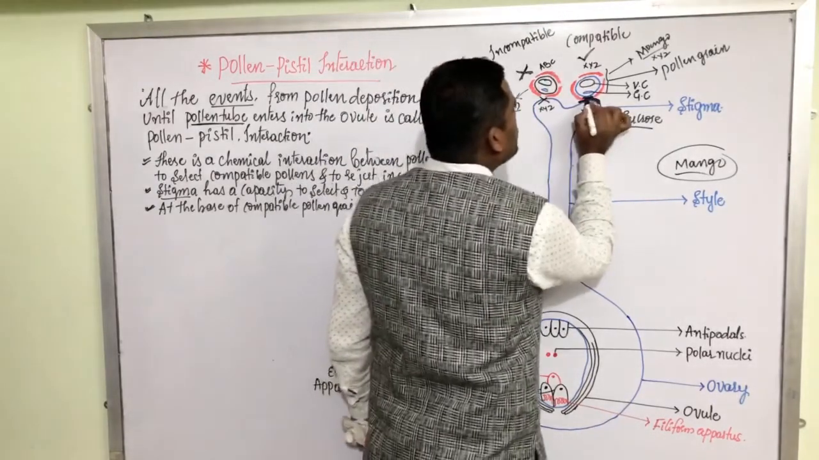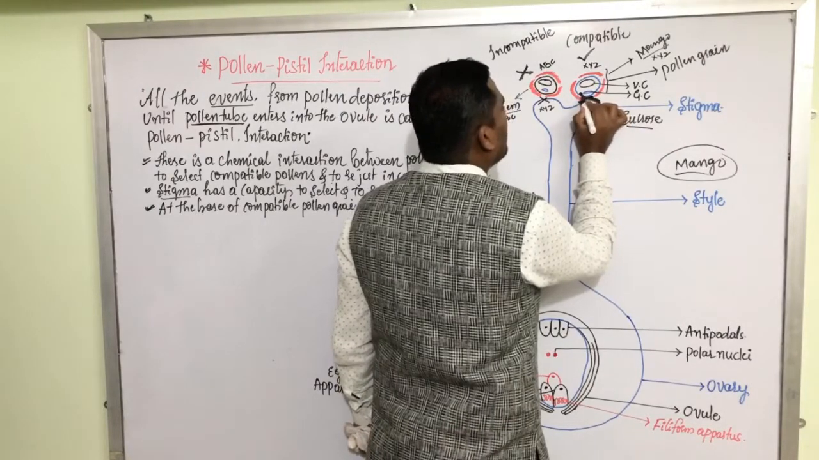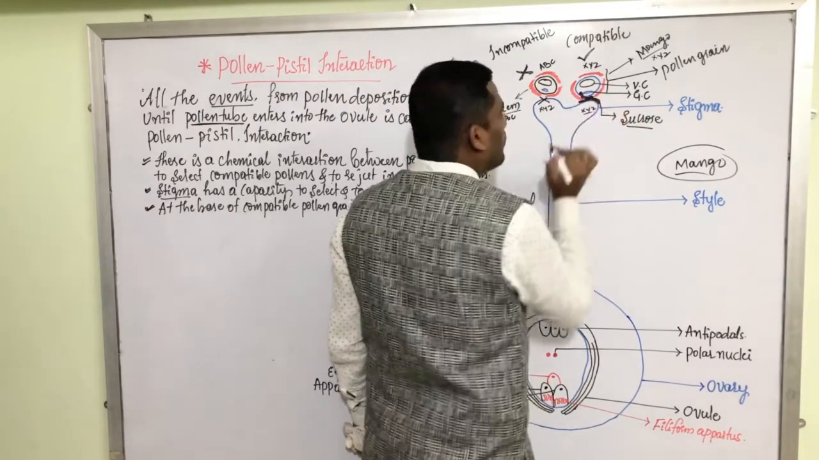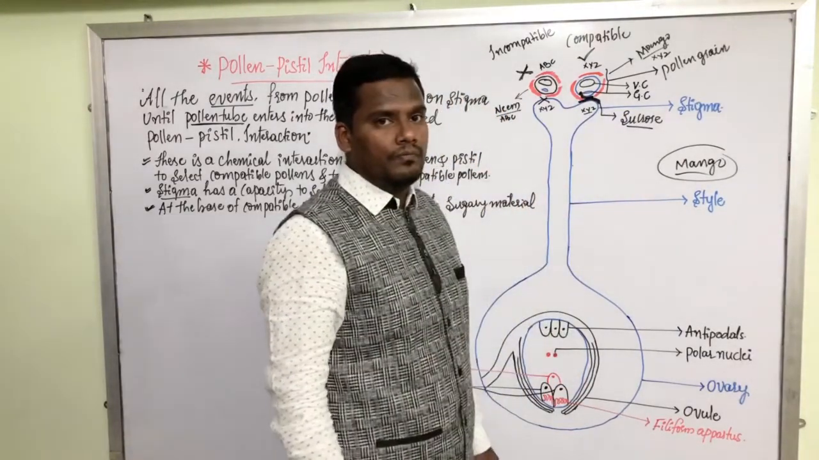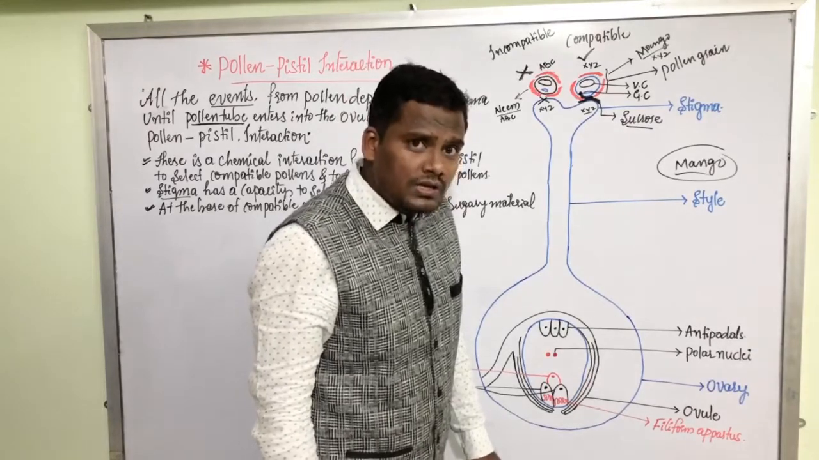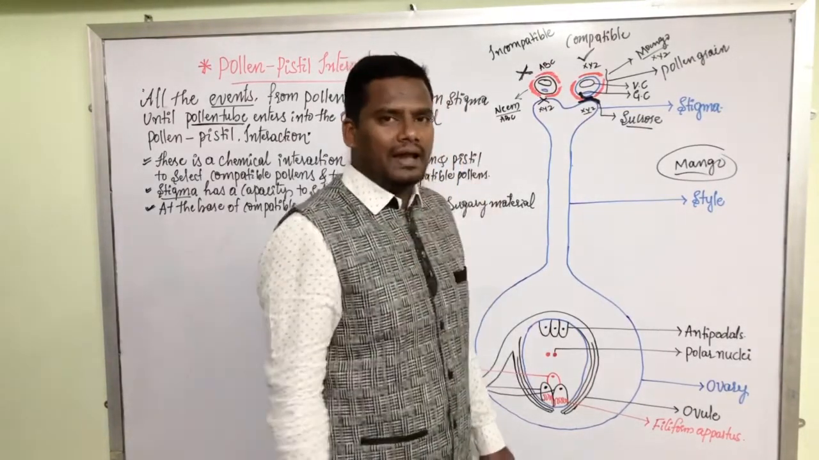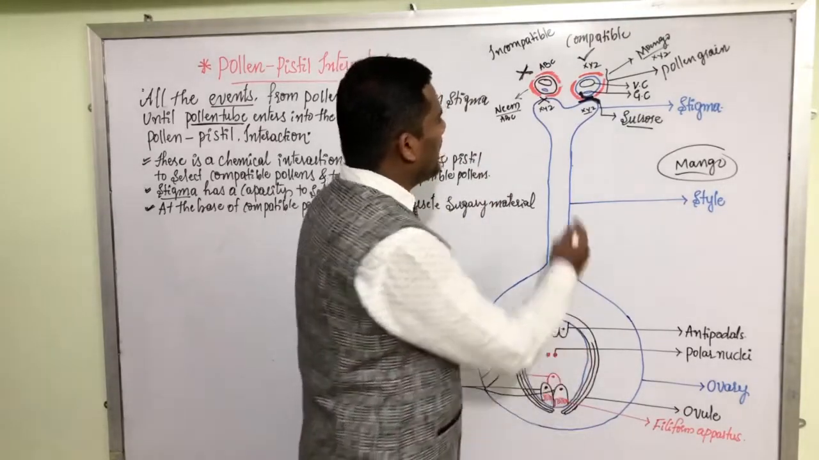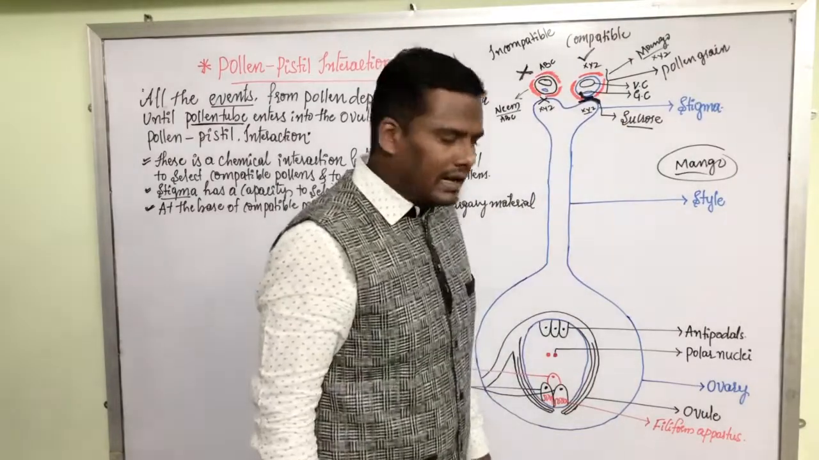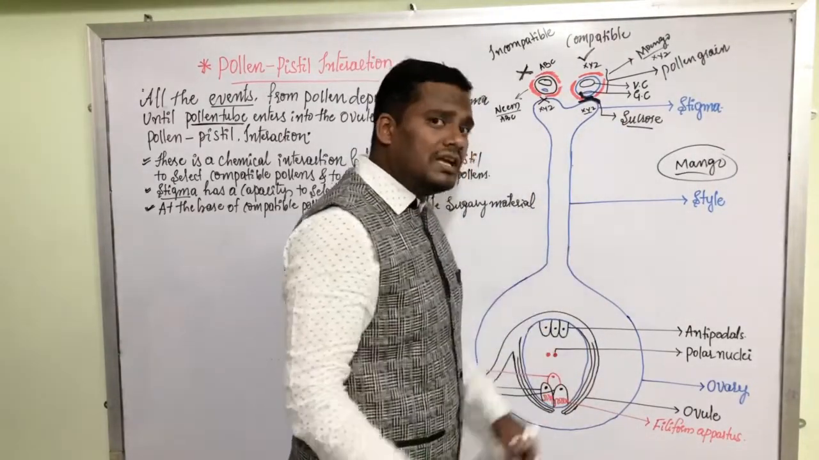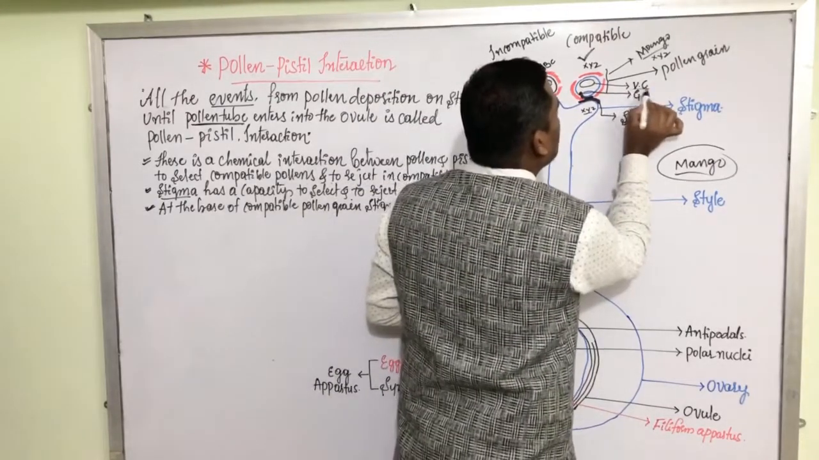Now this sucrose enters into the pollen grain. It enters the pollen grain through the germ pore. What are the germ pores? They are the openings in the exine of a pollen grain. They are called germ pores. Sucrose enters the pollen grain through the germ pores and that stimulates the vegetative cell.